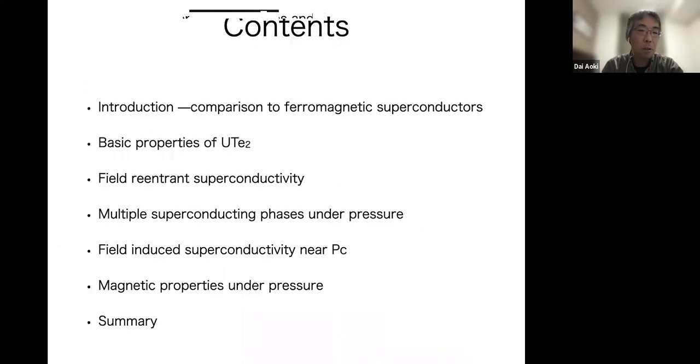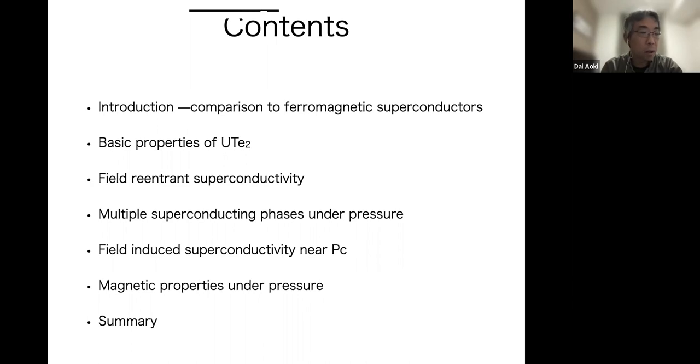The contents of my talk are the following. First I introduce uranium ditelluride, compare it with the ferromagnetic superconductors, and present basic properties. One of the highlights of uranium ditelluride is field-reentrant superconductivity, which I want to explain. Then I will show our results on multiple superconducting phases under pressure. I also want to emphasize the field-induced superconductivity observed just above Pc, the critical pressure. And I want to show the magnetic property, how the anisotropy changes under pressure. Then I will summarize my talk.